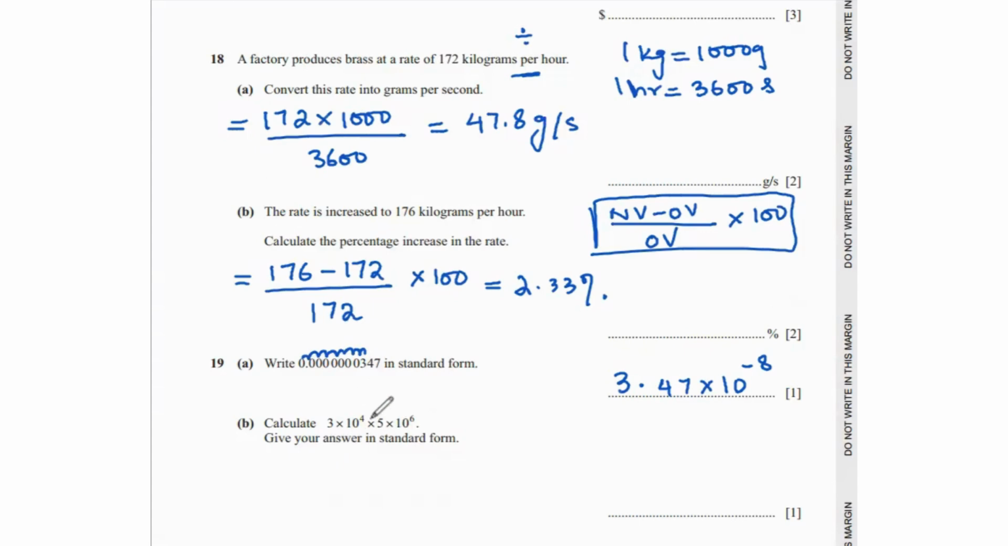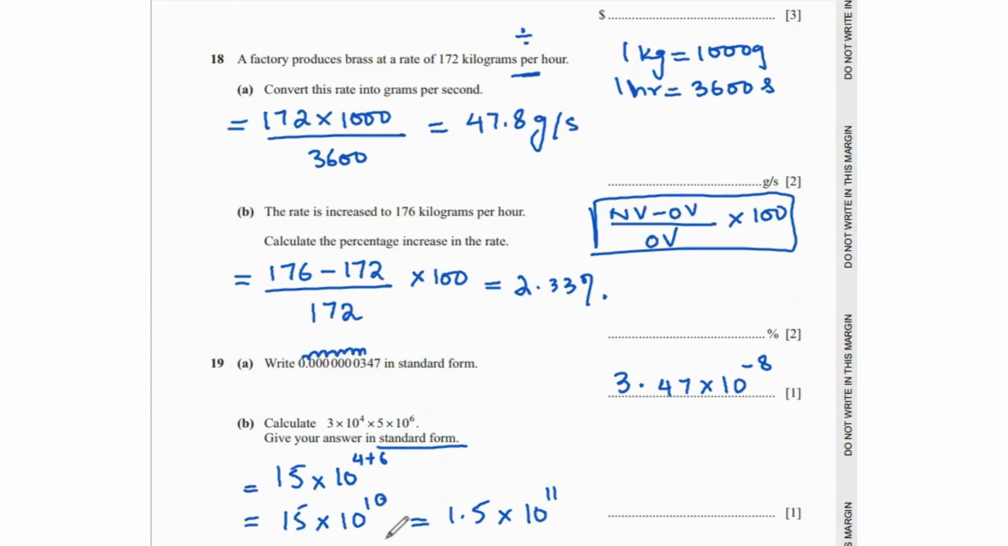Then calculate 3 times 10 to the power 4 times 5 times 10 to the power 6. You can multiply 3 with 5, that's 15. And for 10, you can add the powers, so 4 plus 6. This is one of the rules of indices. When you have similar bases being multiplied, you can add the powers and the base remains the same. It says standard form, so we need a decimal over here. So that's going to be 1.5 times 10 to the power of 11 now, not 10.